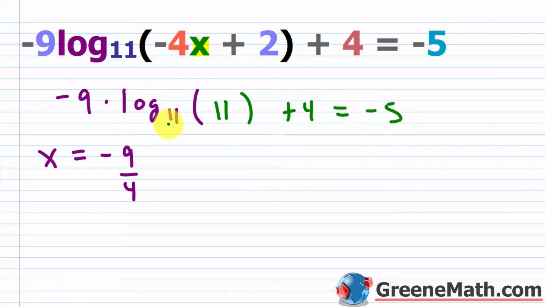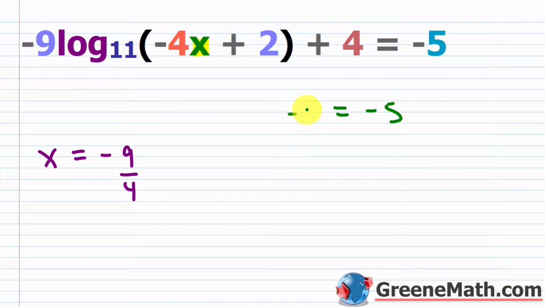What is log base 11 of 11? Well, again, 11 to the first power would give me 11. So log base 11 of 11 is just 1. So let's put a 1 here. Now, negative 9 times 1 is just negative 9. And negative 9 plus 4 would give me negative 5. So it does take a few minutes to kind of check things, but you always want to make sure that your solution works out and also that you don't have a domain violation.